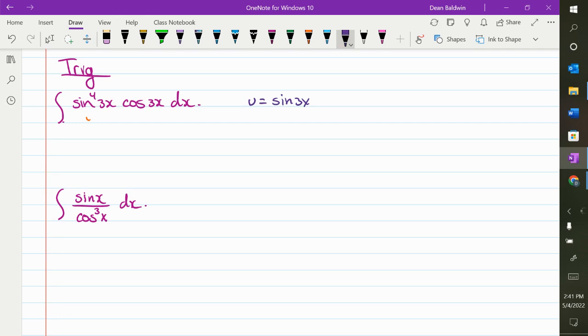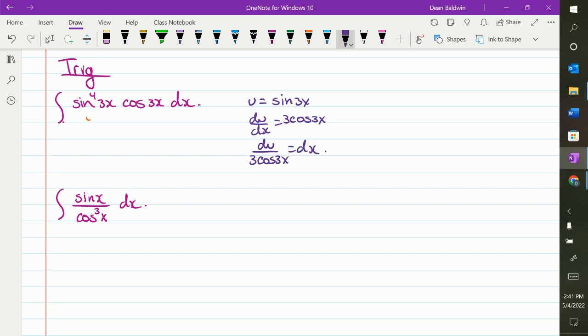Okay, we take the derivative. What's the derivative of sine? Just cos. But you have to use chain rule because there's a 3x inside. So what's the derivative of 3x? 3. Off by 2. Okay, solve for dx. So I go du over 3 cos 3x is equal to dx.